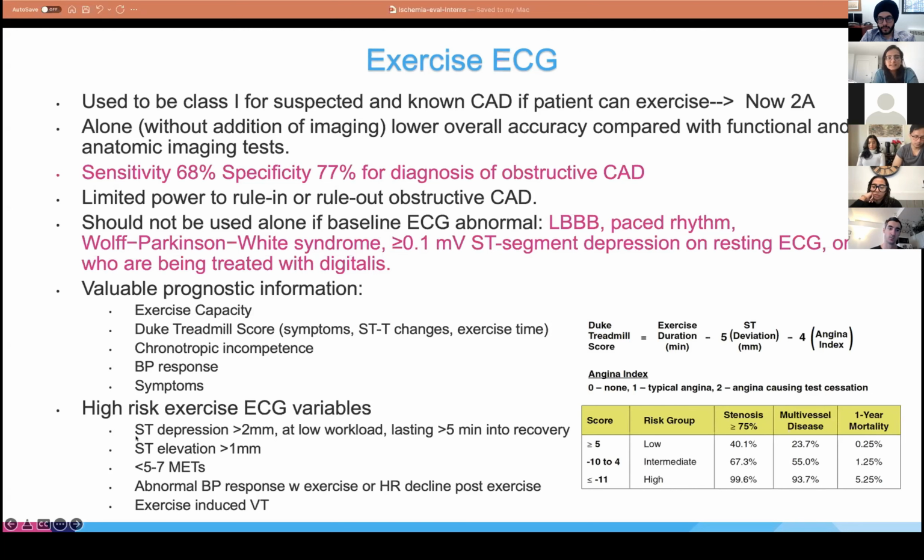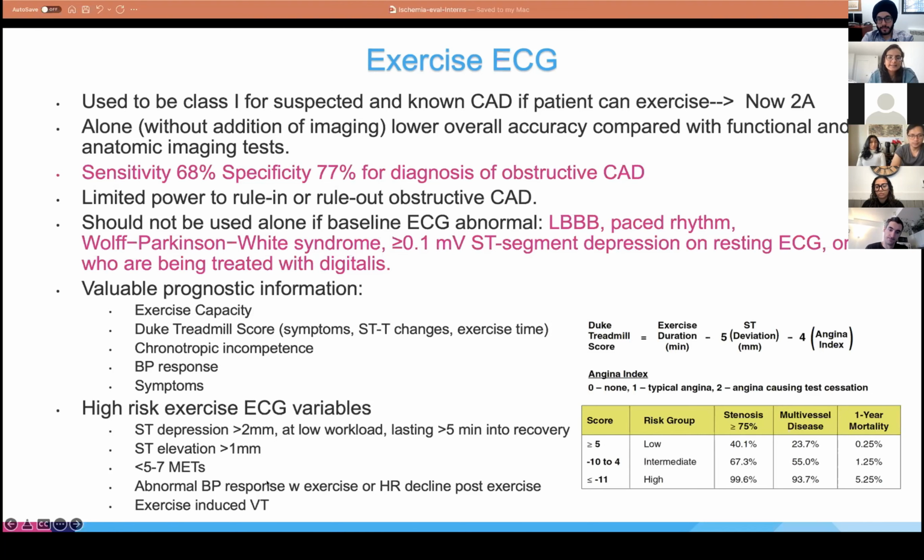But exercise does give us good prognostic information. The amount of METs you can do: patients who can do more than 10 METs have very good prognosis. Again, this Duke treadmill score, as I said, takes into account a bunch of different things. But if the Duke treadmill score is normal or more than 5, then that portends a very low risk group with a very low short-term mortality. So you don't necessarily need to do anything, but it gives you good information on how the patient's going to do over the next few years.